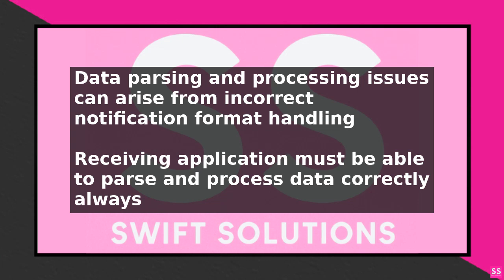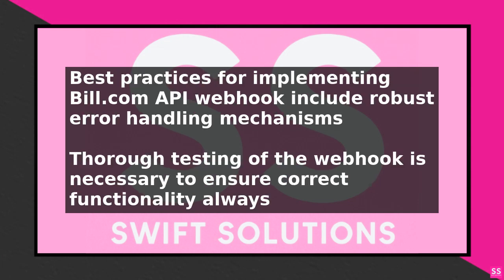Best practices for implementing Bill.com API Webhook. To avoid common issues with the Bill.com API Webhook, follow best practices, such as implementing robust error handling and logging mechanisms. Ensure that the webhook endpoint is correctly configured and can receive HTTP requests. Additionally, test the webhook thoroughly to ensure that it is working as expected.